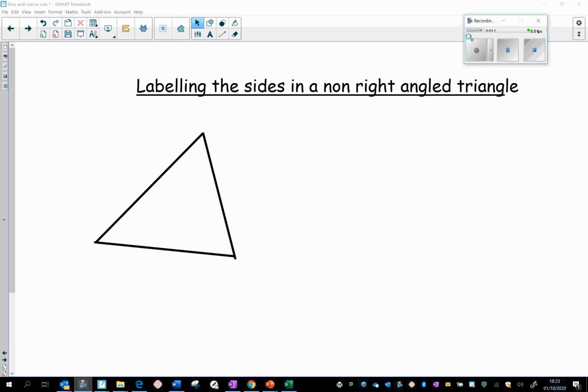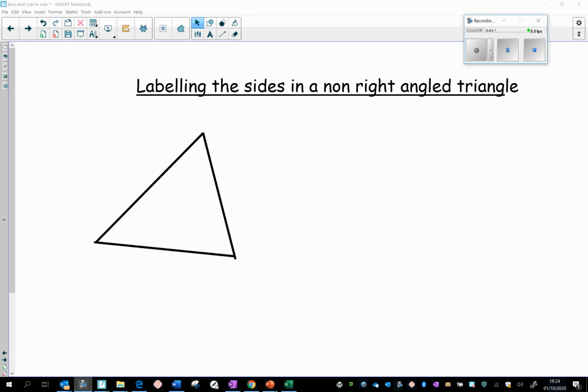Okay, so here we have a triangle that doesn't contain a right angle. So we can't really label the hypotenuse, although it might have a longest side, but there's no such thing as the hypotenuse. The hypotenuse has to be opposite a right angle. There is no right angle. So the way that we label the sides and the angles in a non-right angle triangle is as follows.